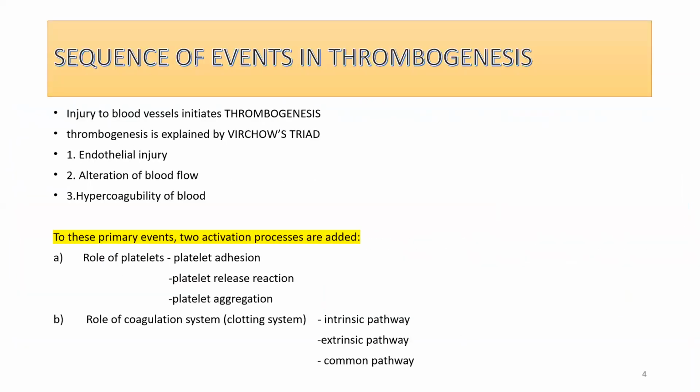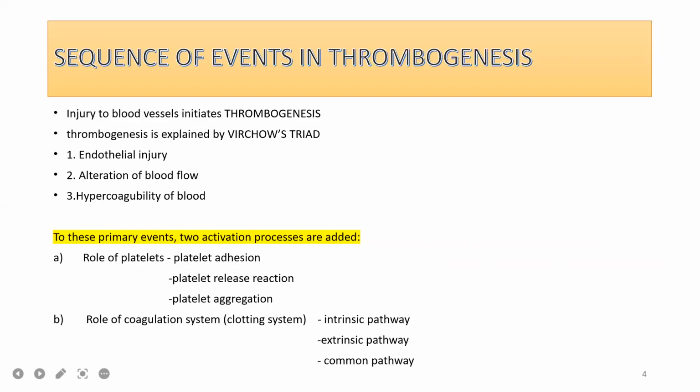We'll be seeing the sequence of events in thrombogenesis. So what usually causes thrombogenesis? How is this thrombus formed? First, an injury to the blood vessel initiates thrombogenesis. Thrombogenesis can be explained by Virchow's triad.